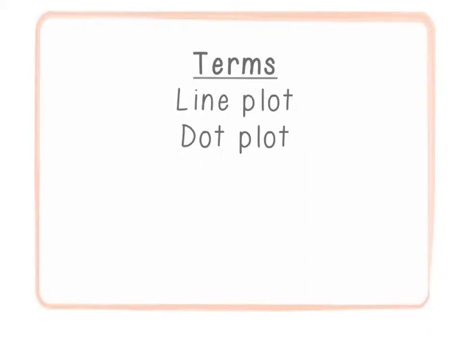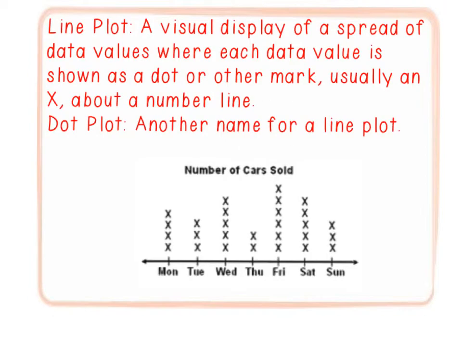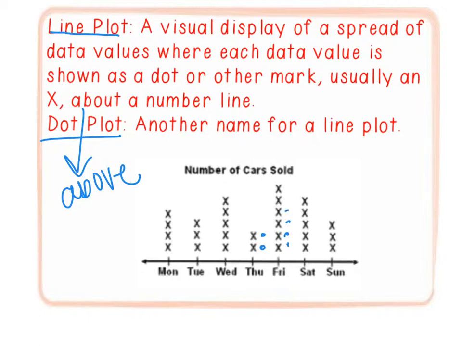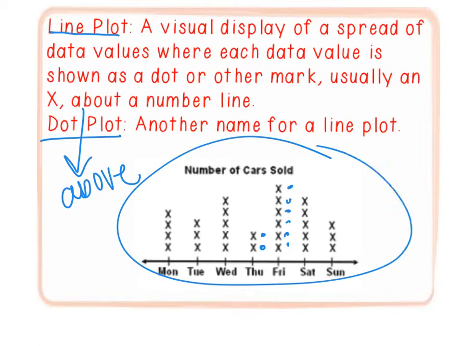We have two terms, line plot and dot plot. So the first term, line plot, a visual display of a spread of data values where each data value is shown as a dot or other mark, usually an X. That should say above a number line. Above, not about. Sorry about that. And then we have dot plot, and it's just another name for a line plot. So most likely they're called line plots, but sometimes instead of these X's, they'll put dots instead. And so then it's called a dot plot. And then this is just an example of a line plot so that you could see that.